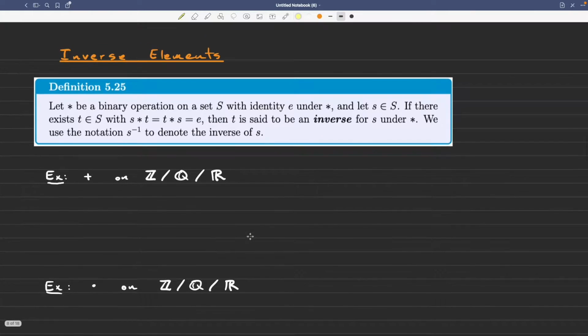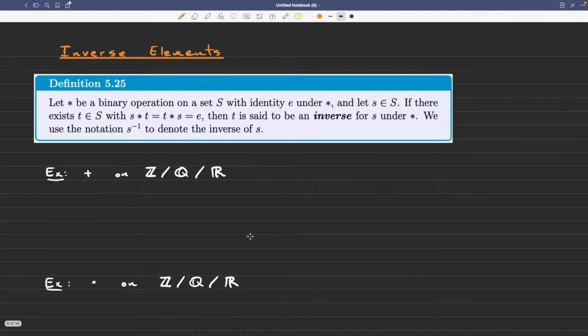Okay, next topic, we're going to talk about inverse elements with respect to a binary operation on a set. So the setup here is we have a binary operation on a set S, and we have to suppose that this operation has an identity. If you don't have an identity, it doesn't even make sense to talk about inverses. You only begin to consider inverses if you know you have an identity.